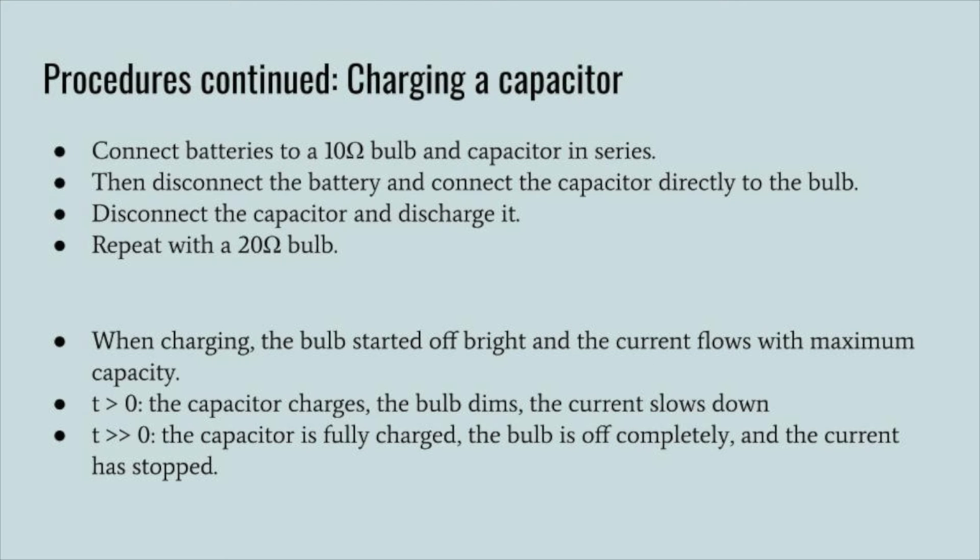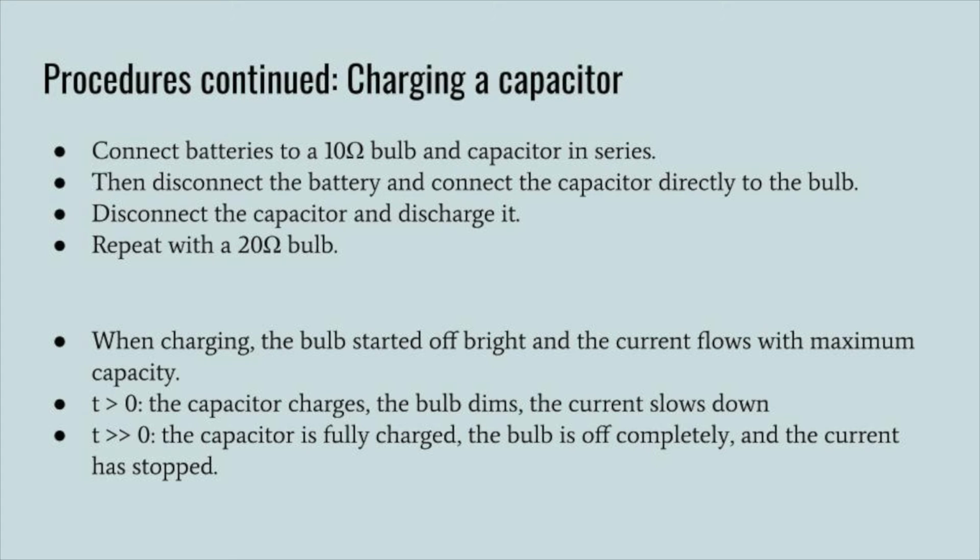Next, I connected batteries to a 10 ohm bulb and capacitor in series. Then I disconnected the battery and connected the capacitor directly to the bulb. Next, I disconnected the capacitor to discharge it, and I repeated this process with a 20 ohm bulb.